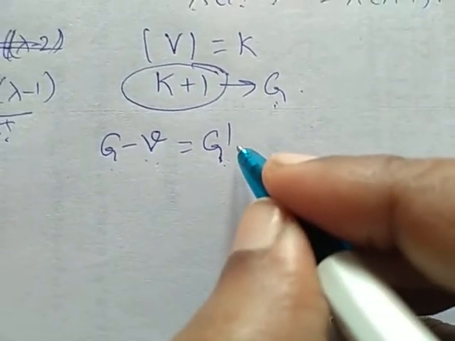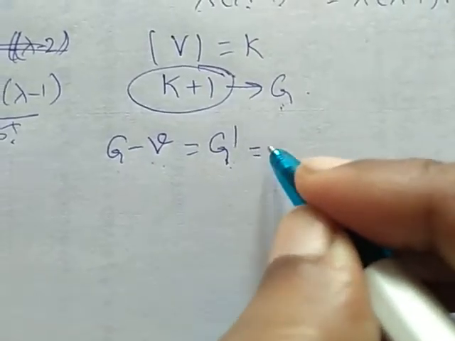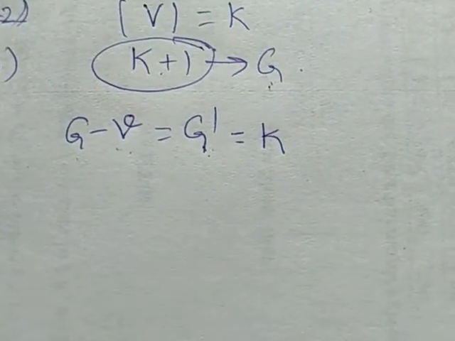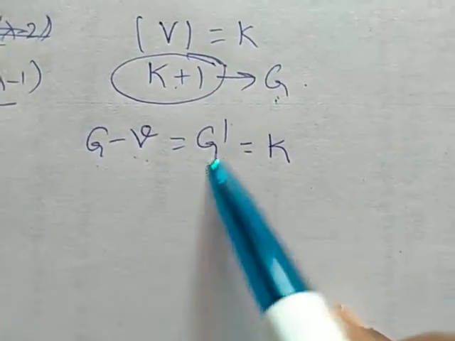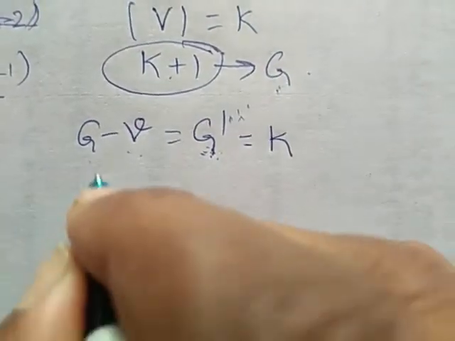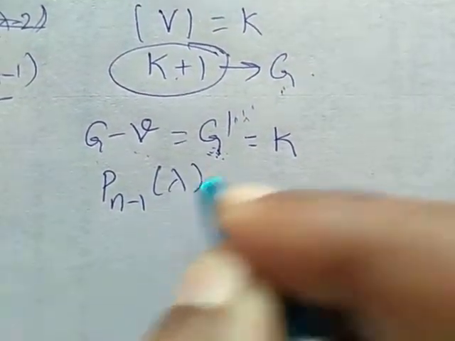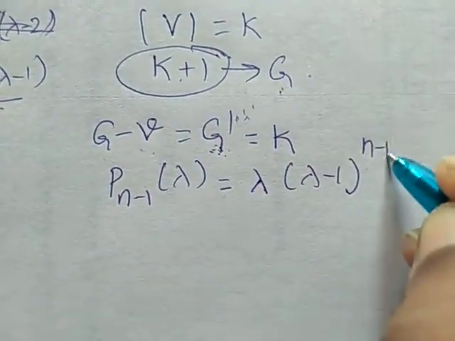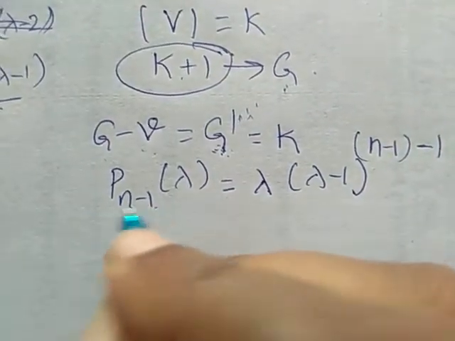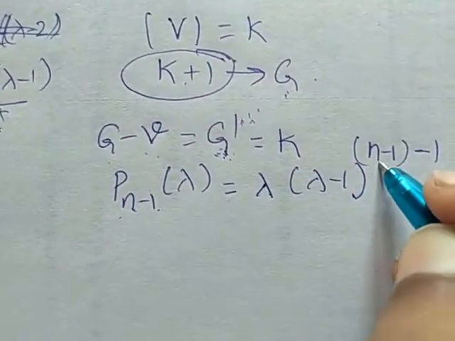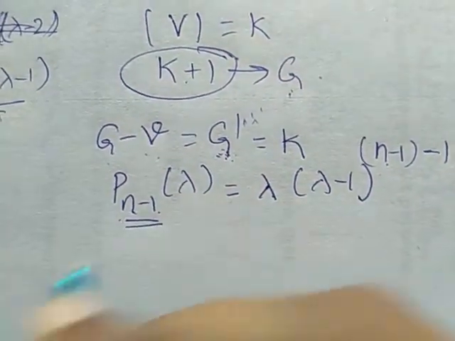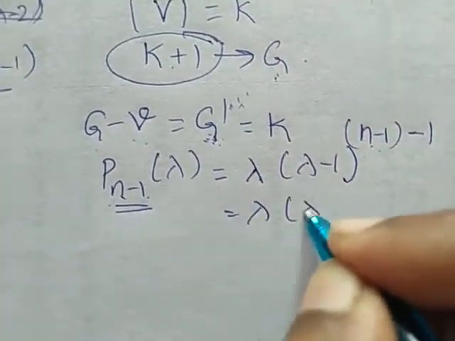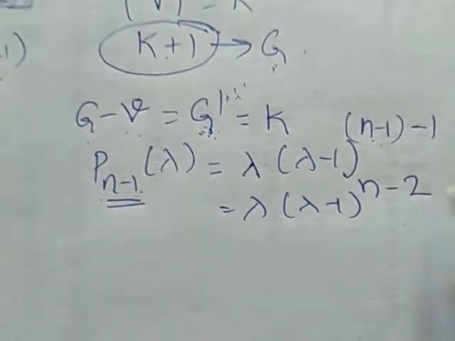Now the order of G minus V is k because we have removed one vertex. So from our hypothesis, obviously G dash satisfies the given hypothesis. So what is P n minus 1 of lambda? From our induction hypothesis, it is lambda into lambda minus 1 to the power n minus 2. So in this case, n minus 1 is our n. So we will have lambda into lambda minus 1 to the power n minus 2.